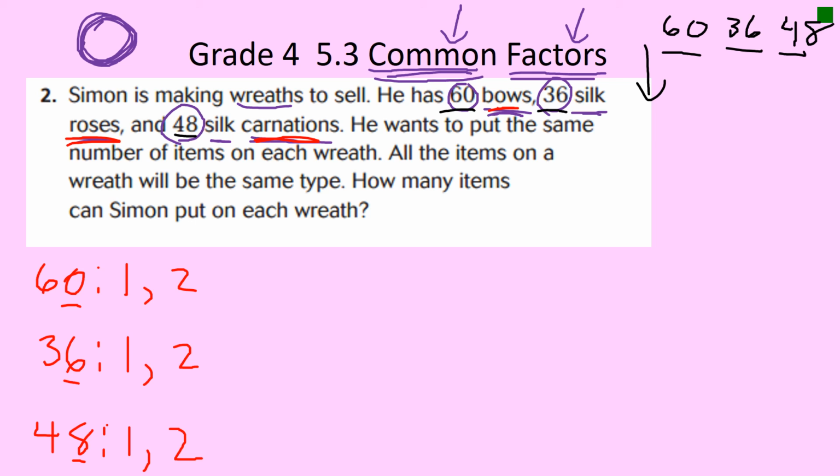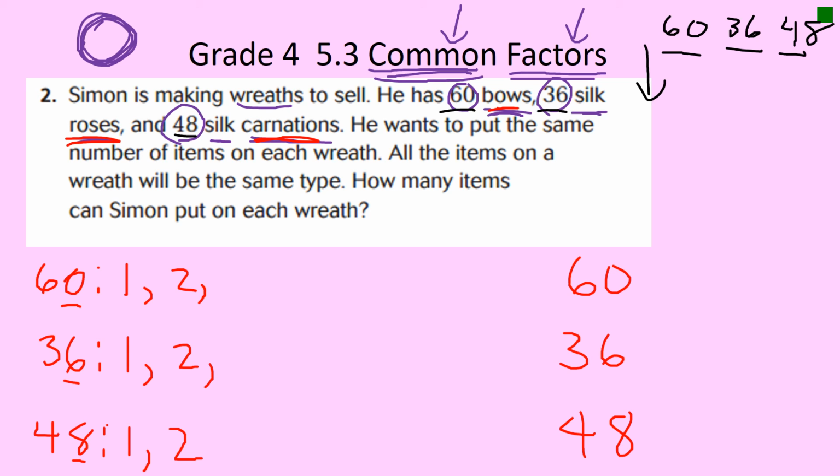Now before I go any further, let's think of the factor partners for each of these. Okay, so the factor partner for 1 is 60. Now what do I mean by that? I mean that 1 times 60 is 60. And I'm putting it all the way down there at the end so we can kind of fill in here in the middle. The partner of 1 for that's 36 and 1 for that's 48. Okay?